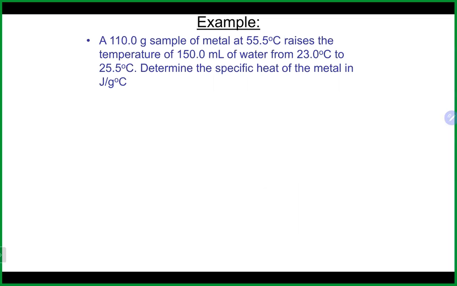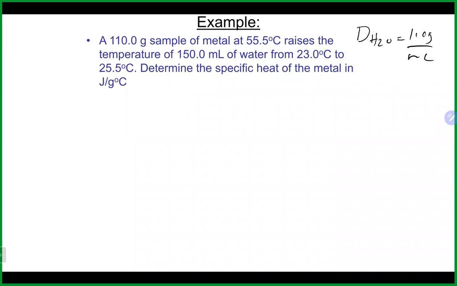All right, so why don't you try one here then? We have a 110 gram sample of metal at 55 degrees Celsius that raises the temperature of 150 milliliters of water from 23 degrees to 25.5. What is the specific heat capacity of the metal? Okay, let's take a look. So again, it's basically the same situation. We have a beaker of water, and we're going to throw in a hot piece of metal.